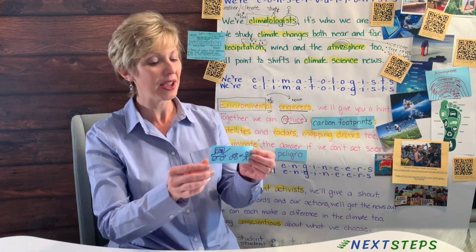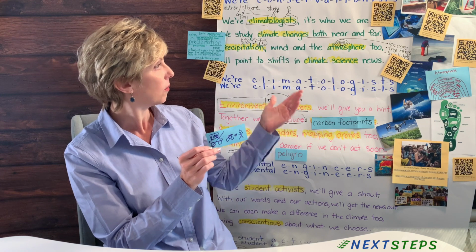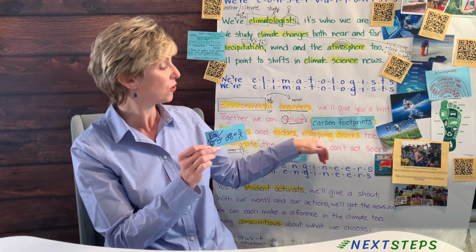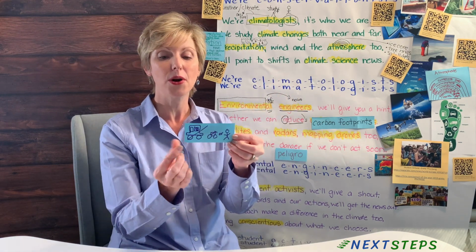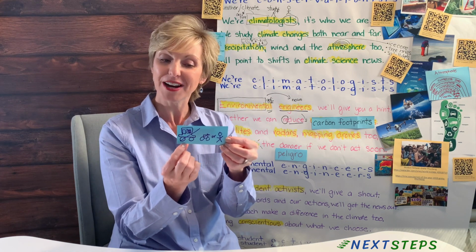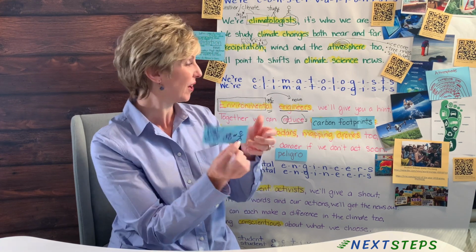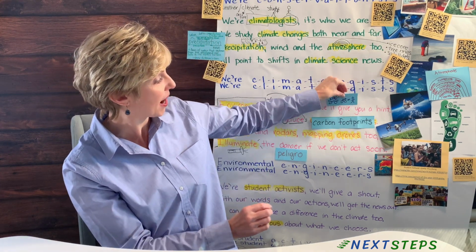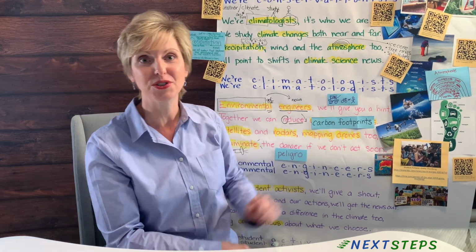In this case, we have an example where we're looking at how to reduce our carbon footprints, and so we have a sketch of less driving and more biking and walking. That would go right up by carbon footprints reducing.